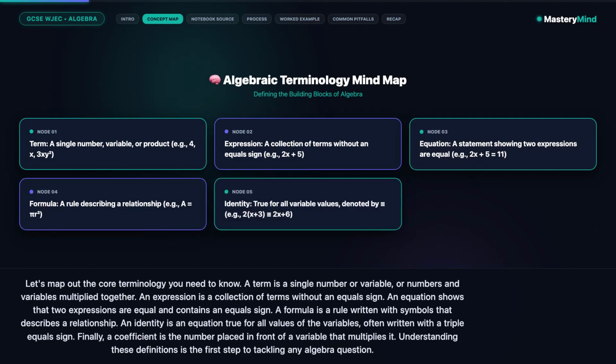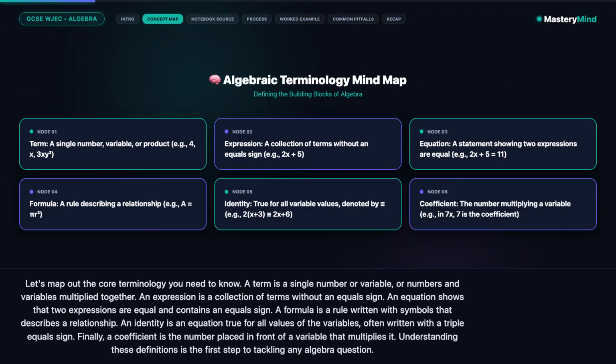Let's map out the core terminology you need to know. A term is a single number or variable, or numbers and variables multiplied together. An expression is a collection of terms without an equal sign. An equation shows that two expressions are equal and contains an equal sign. A formula is a rule written with symbols that describes a relationship. An identity is an equation true for all values of the variables, often written with a triple equal sign. Finally, a coefficient is the number placed in front of a variable that multiplies it. Understanding these definitions is the first step to tackling any algebra question.